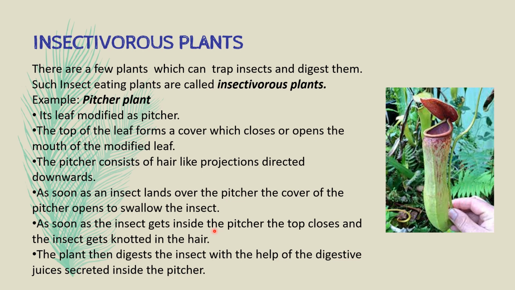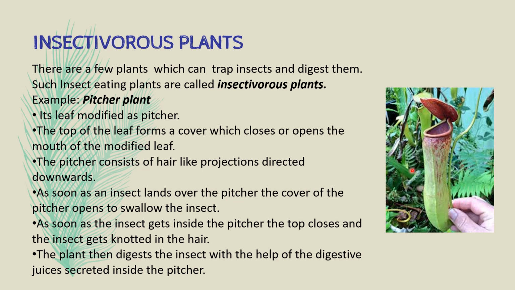Next we are discussing quite an interesting kind of plant. These plants are called insectivorous plants. All of you see the spelling of insectivorous. Insectivorous plants. You can see that in the picture also, one insectivorous plant. Many types are there. This is one insectivorous plant.